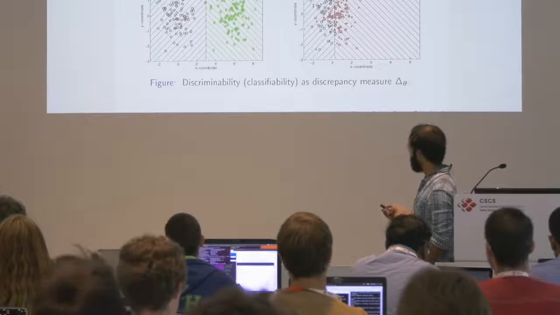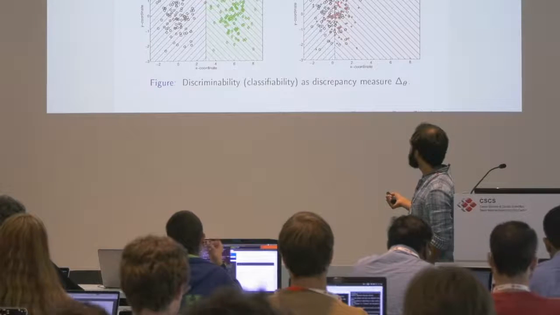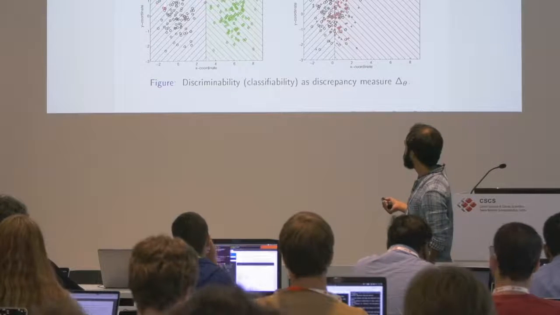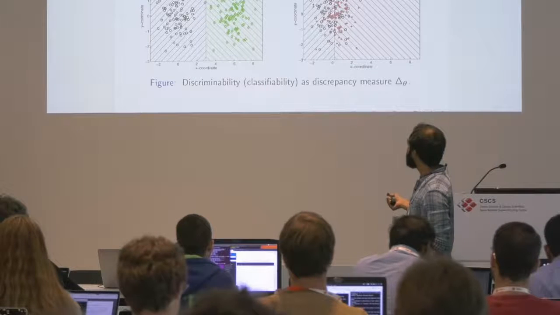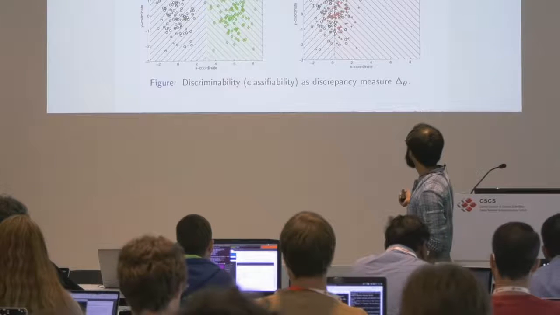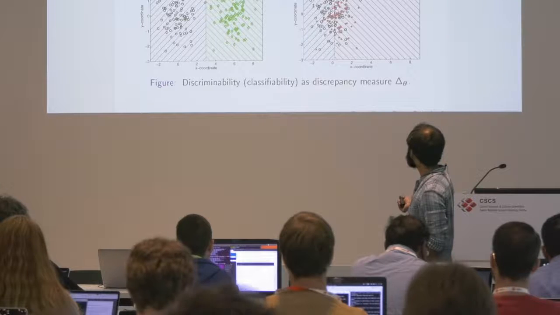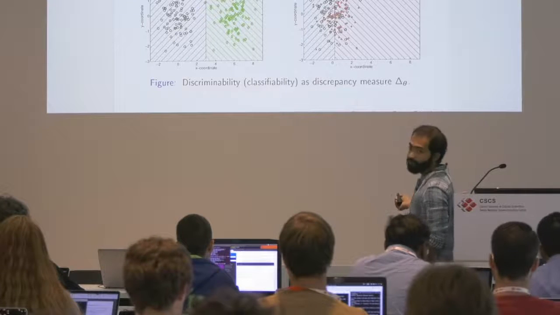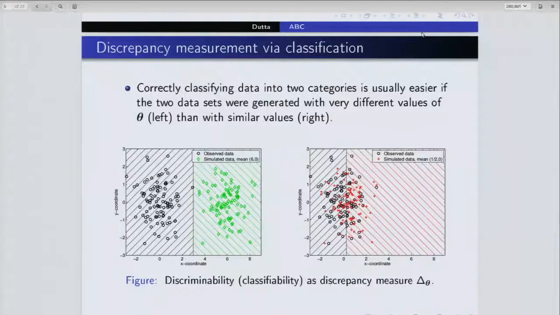And this is an example where these black dots are the observed data set, and this is a simulated data set with mean 6, 0, and here simulated data with mean half, 0, where this was actually the true parameter value. And you can see that, as I was explaining, the classification of these two classes is very easy because they're far apart. But in this case, classifying them, I think you can do, but it's not obvious. And you will make a lot of classification errors in these cases.